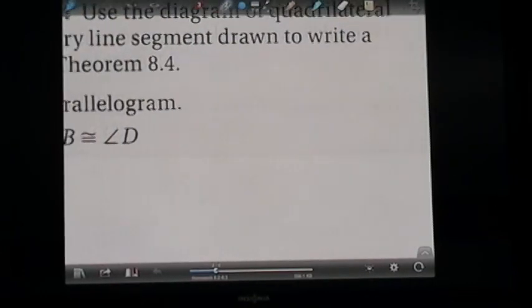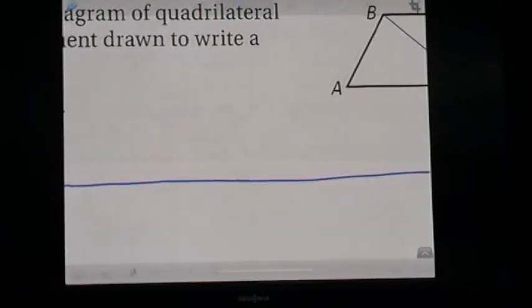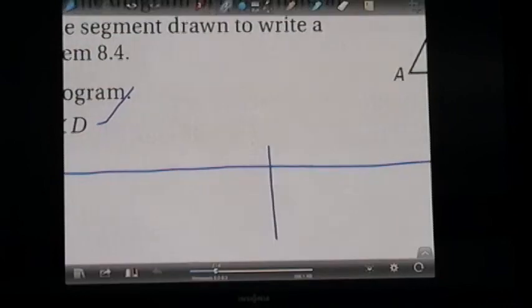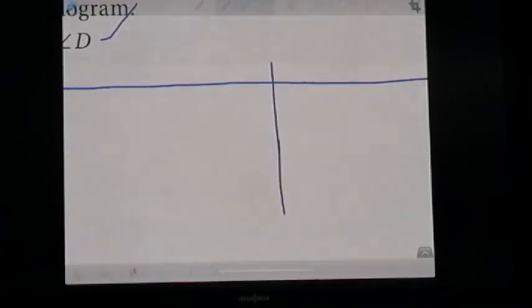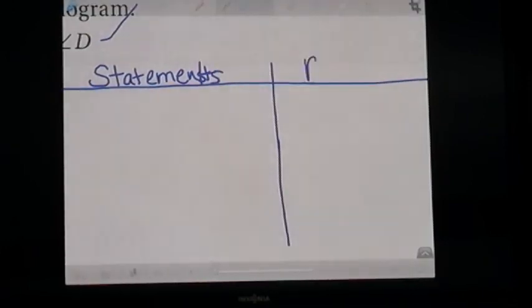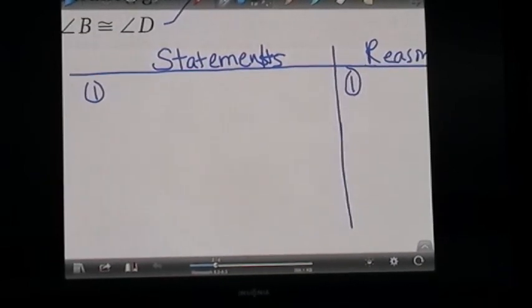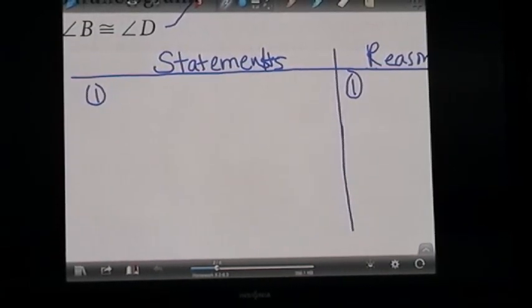Okay, so in order to make this fit, we're going to have to blow it up. Okay, here's our statements and reasons. First of all, you know that every proof starts with the given. So you're going to write in the given, and you need to copy this down. I'm expecting you to copy down the given statement and what you're supposed to prove from the very beginning.